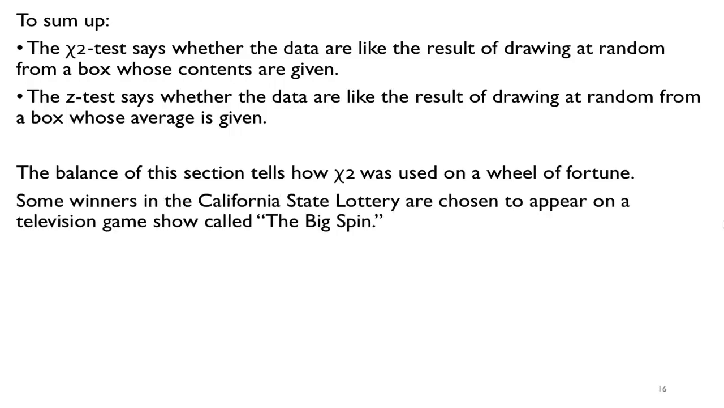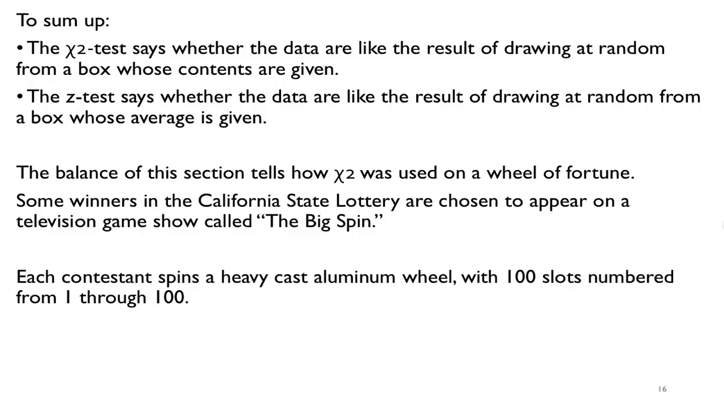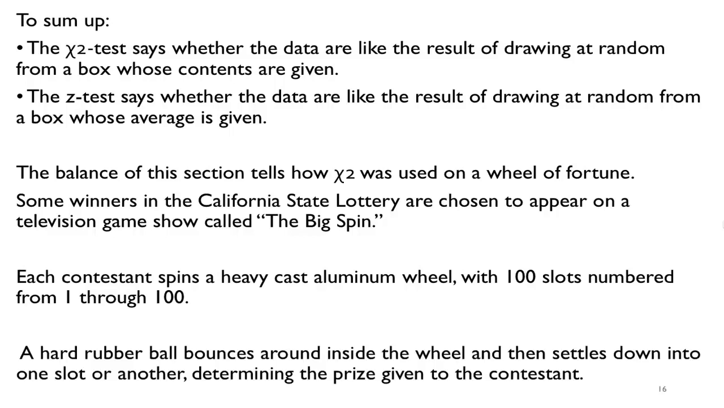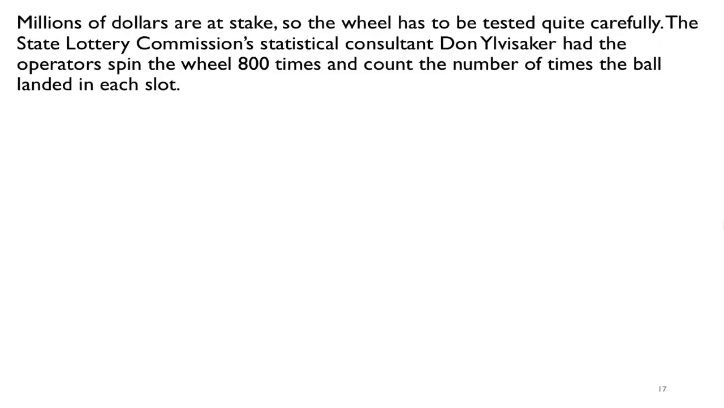So let's look at the Wheel of Fortune. Some winners from the California State Lottery are chosen to appear on a TV game show called The Big Spin, and each contestant spins a heavy wheel with 100 slots numbered from 1 to 100. A hard rubber ball bounces around inside the wheel and then settles down onto one slot, determining the prize given to the contestant. So there's a lot of money at stake, so the wheel has to be tested quite carefully.